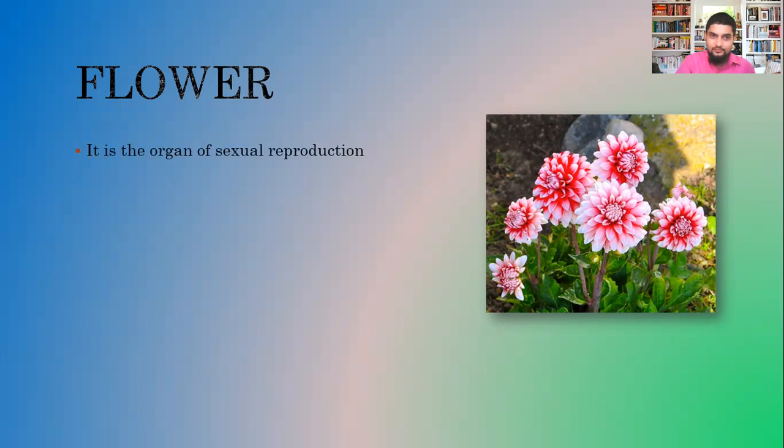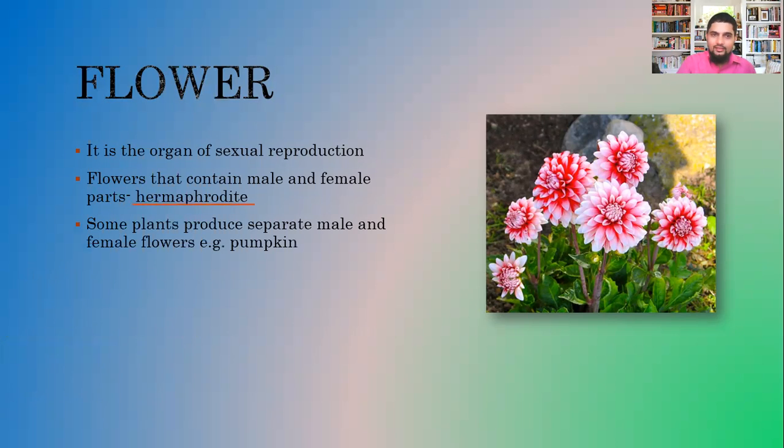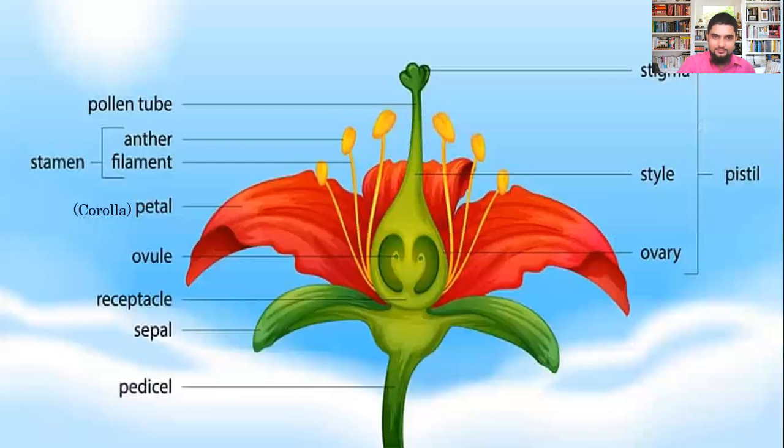So, the flower. The flower is a sexual organ of the plant and is used for reproduction. There are some flowers that contain both the male and the female parts, and we call those flowers hermaphrodite. However, some plants have separate male and female flowers. An example of that would be pumpkin plants.